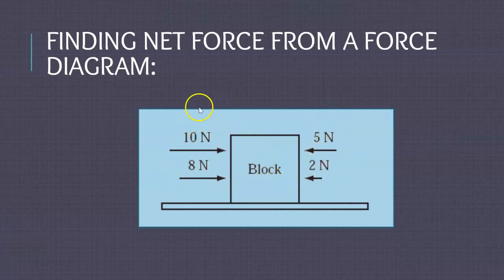So we have 18 newtons towards the right, 7 newtons towards the left. So the overall force is going to be moving this object in a rightward direction because the force on the right-hand side is higher than the force on the left-hand side. So the total net force here would be 18 minus 7, which is just 11. So 11 newtons would be the total net force here.